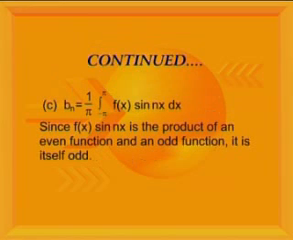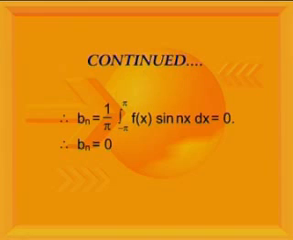Now b_n. According to its definition, b_n is equal to 1 over pi into the integral of f(x) into sine nx with respect to x, x from minus pi to pi. Here f(x) is even and sine nx is odd, as we know. Therefore even into odd is an odd function, and this integral becomes 0. So b_n is equal to 0.